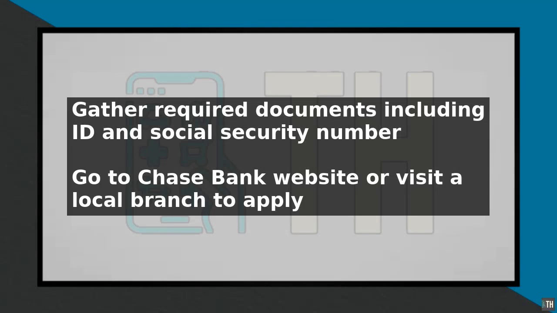To make a Chase savings account, start by gathering the required documents, including a valid government-issued ID, social security number, and proof of address. Next, go to the Chase Bank website or visit a local branch to begin the application process.